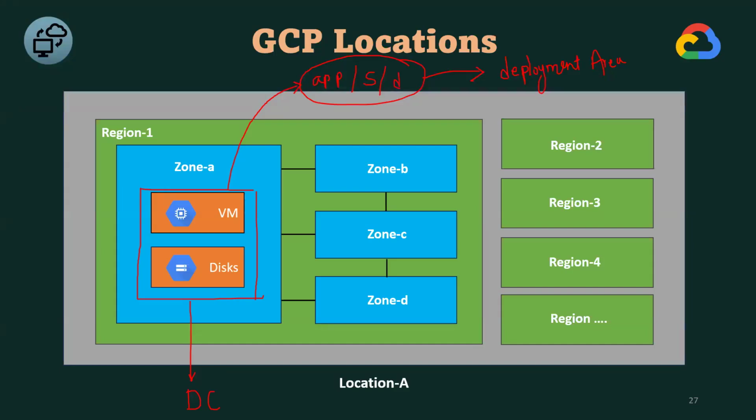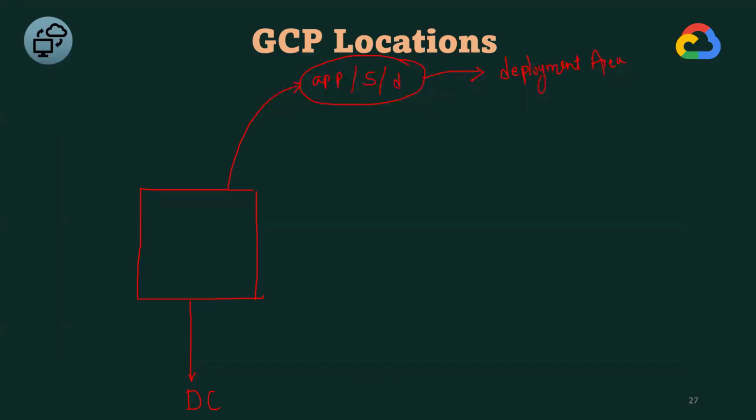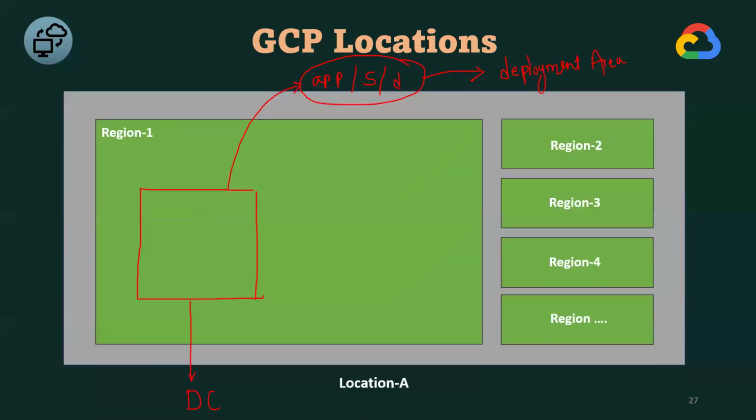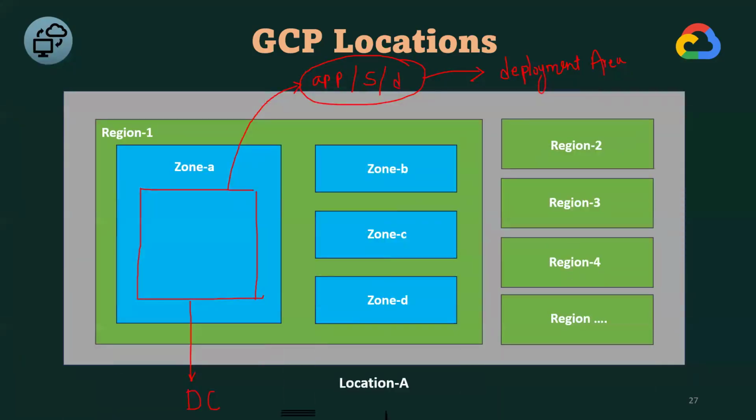So this is how the divisions are. You will have a location. Location is divided into regions. Regions are divided into zones. Zones are connected to one more zone. And here in the zones we have physical resources and virtual resources. You call it a data center.